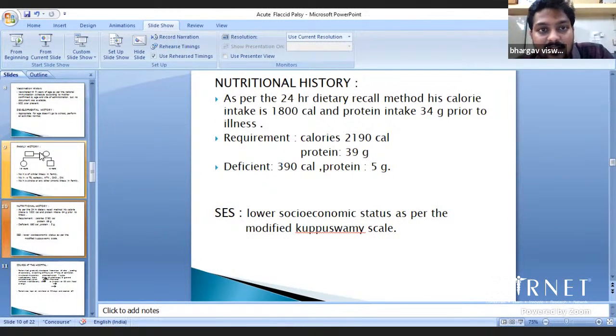Nutritional history: my patient has a calorie deficit of 390 and a protein deficit of 5 gram as per the 24-hour dietary recall method, and belongs to lower socioeconomic status as per the modified Kuppuswamy scale.